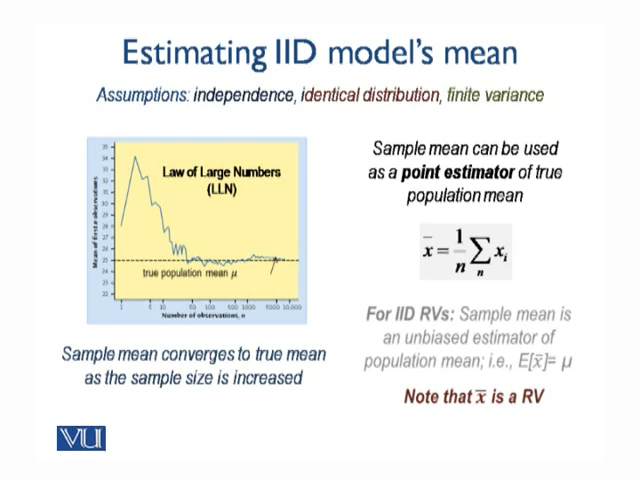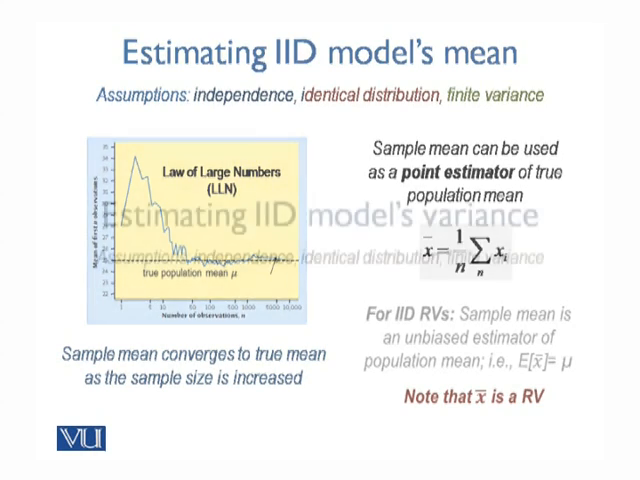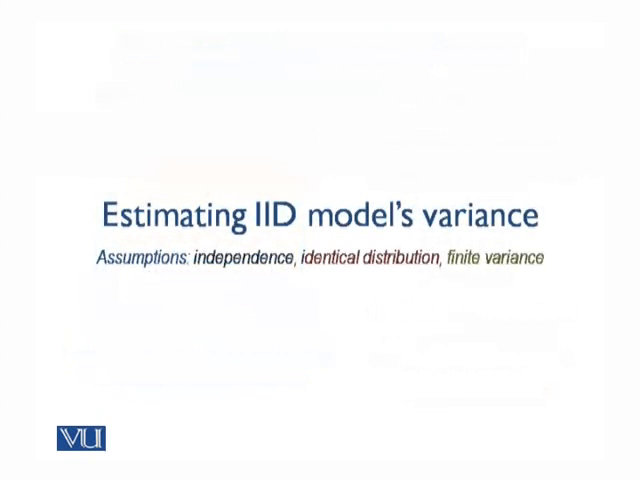So also x bar, the sample mean, is going to differ from sample to sample. So we need to also describe the preciseness of this x bar, and we do this by specifying a sampling distribution. We also note that sample variance can also be used as a point estimator of the true population variance.